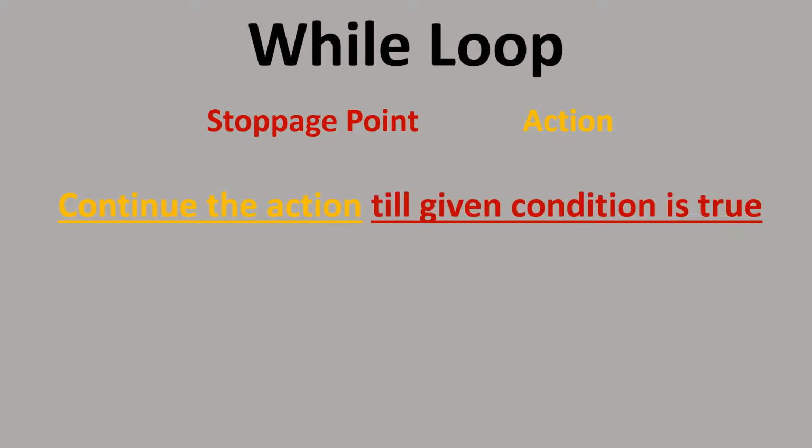Now we will focus on the while loop. As we just saw, a while loop requires two things: a stoppage point and an action. It simply continues the action until the given condition is no longer true. Let's understand this with the help of an example.